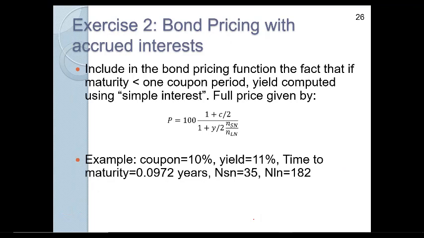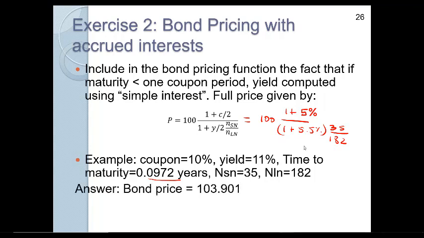So we go and take exactly the same bond. It has a coupon of 10%, yield 11%, and time to maturity less than 6 months. NSN is 35 days, and NLN is 182 days. So in this case, you're going to replace 100 times (1 + C/2), so it's going to be equal to 5 over 1 plus 5.5%, and then this times NSN 35 over 182. So this is how you compute the price. And then the answer you should find is that it's equal to 103.91.